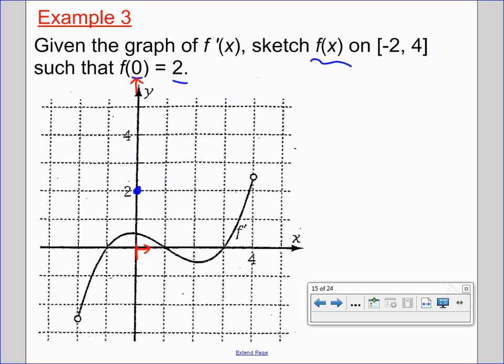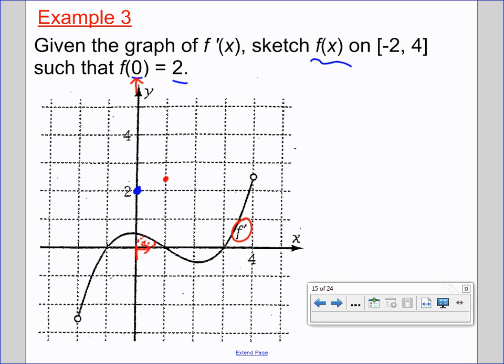So as I scan from left to right, between x equals 0 and x equals 1, is f prime positive or negative? F prime is positive. Would I expect my y values on f to increase or decrease on this interval? I'd expect them to increase. By how much? I'm going to have to guess. It looks like that's about 1/3 of a unit. So I'm going to go up 1/3 of a unit to about here.